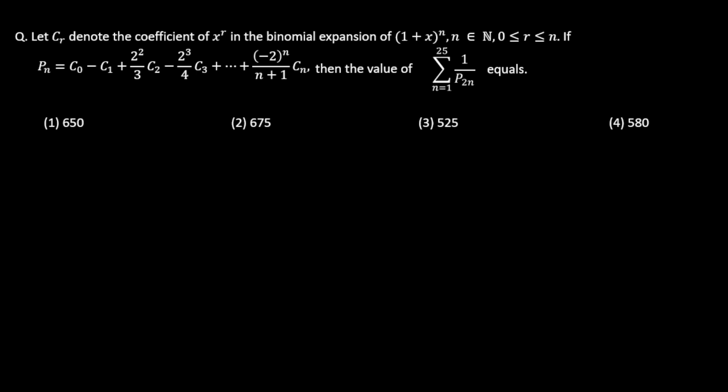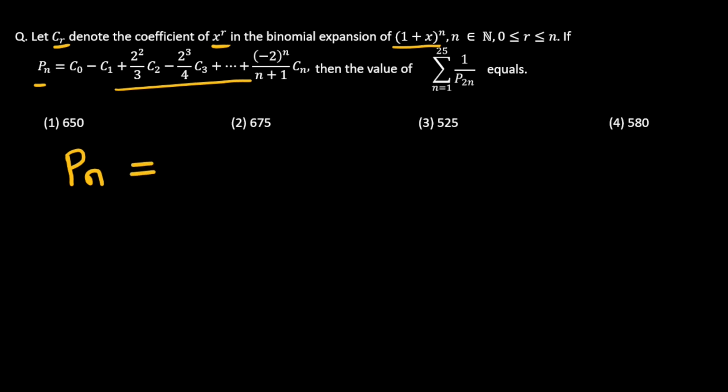Now let us carefully observe the question. Given that CR denotes the coefficient of x to the power r of this binomial expression (1 plus x) to the power n, and also given that Pn is an expression involving CR, then find the value of the summation of 1 over P of 2n, with summation running from 1 to 25. Now this question is mainly based on this Pn, so we focus only on this Pn.